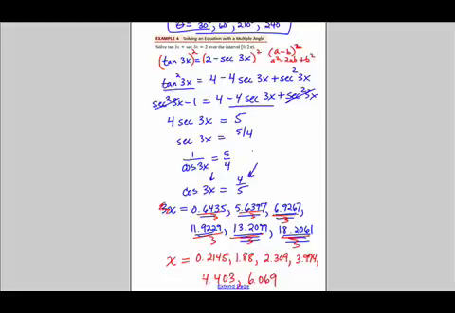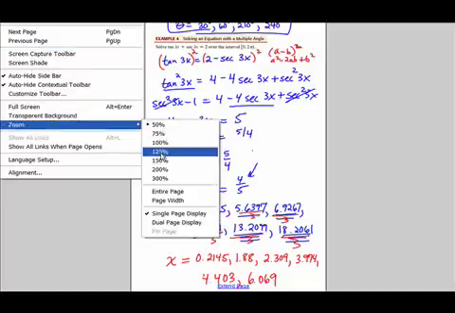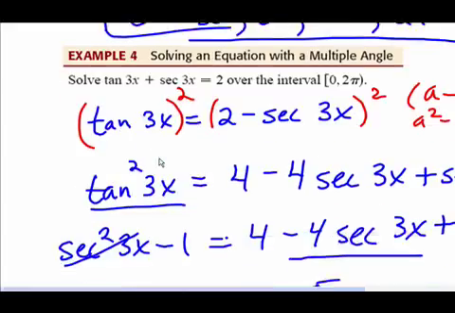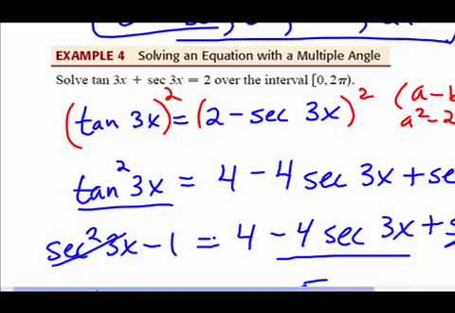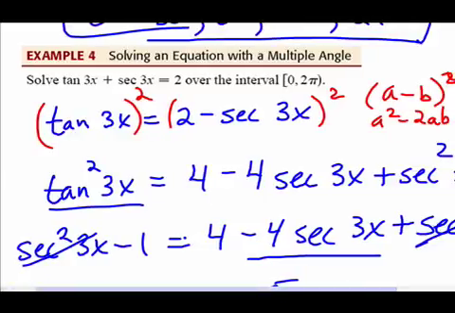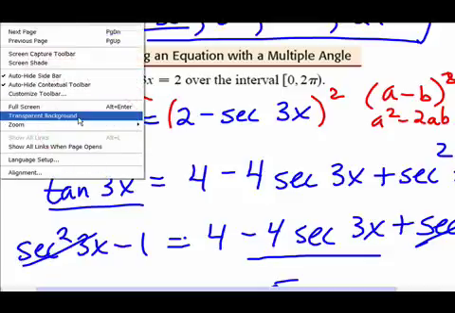The last technique that we have for solving trig equations is to use our inverse trig functions from our last class. Meaning that you're going to actually take the arc sine of both sides of the equation, or take the inverse tangent of both sides of the equation.